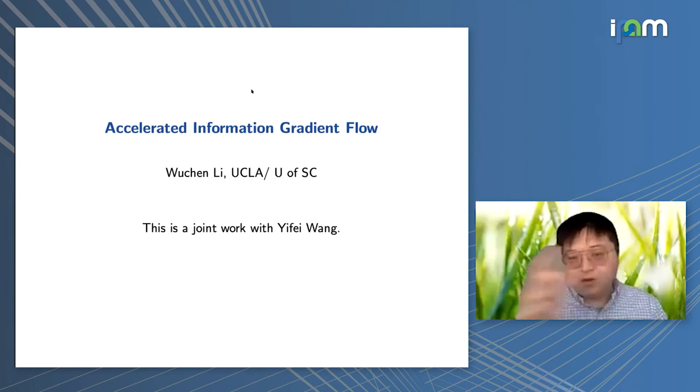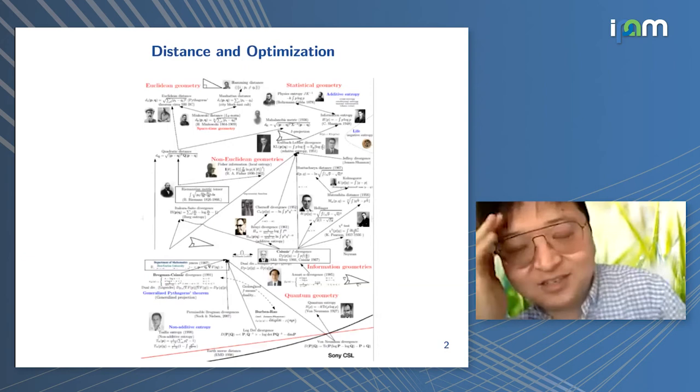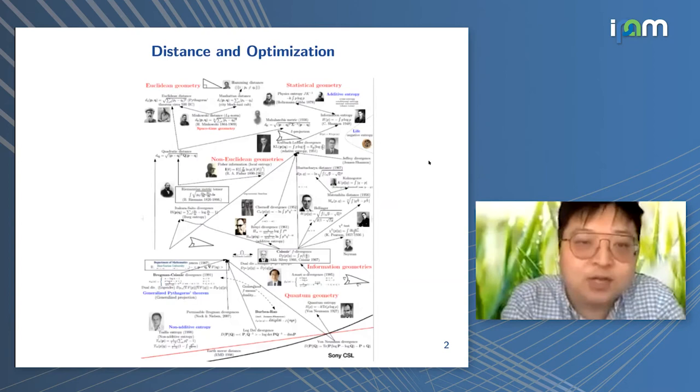So at the beginning, I want to give you a much broader overview of this topic. We are talking about the distance and optimization relations. From this nice figure, we can see at the beginning, once we have two probability distributions, or some data, we want to compare them. We have many different choices of distance function to start with. You can start with the Euclidean distance, the so-called Manhattan distance, the so-called Riemannian distance, and so on and so forth.